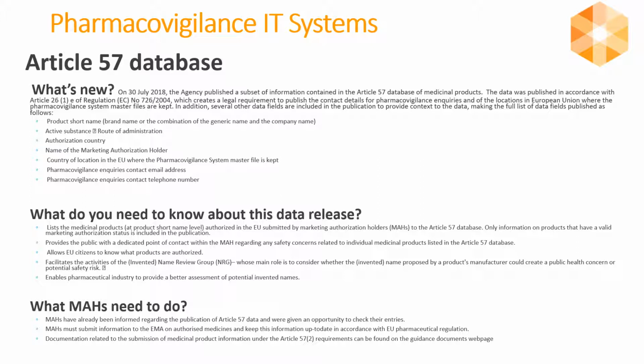So what do you need to know about this data release? It lists the medicinal products at product short name level authorized in the EU submitted by the MAHs, or the marketing authorization holders, to the Article 57 database. Only information on products that have a valid marketing authorization status is included in the publication.